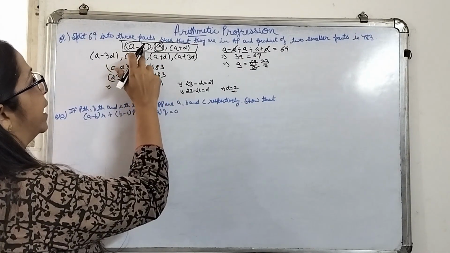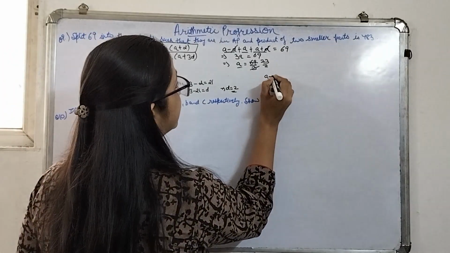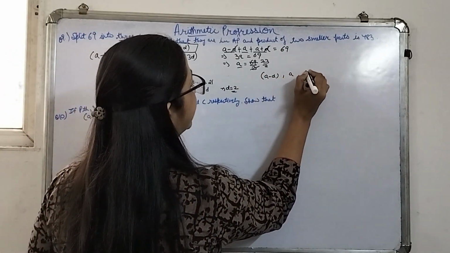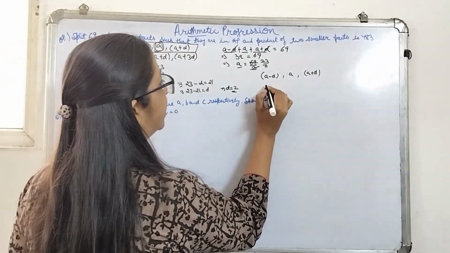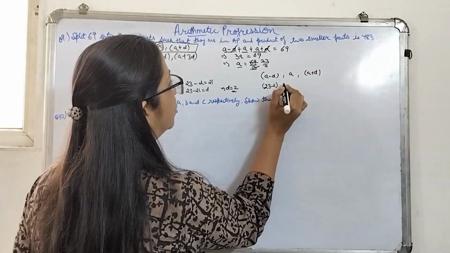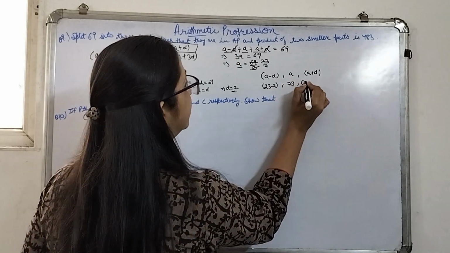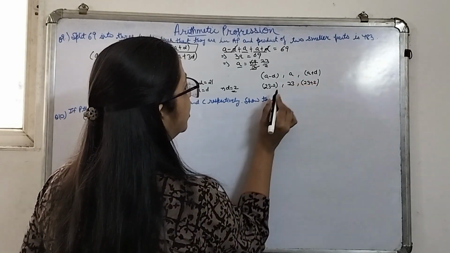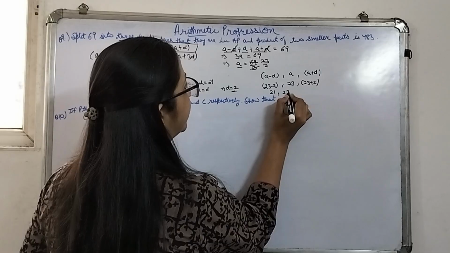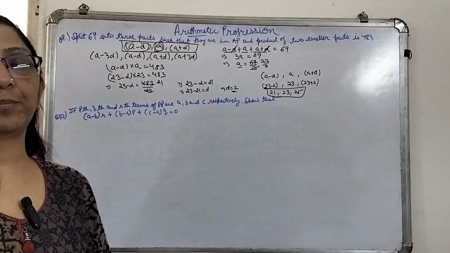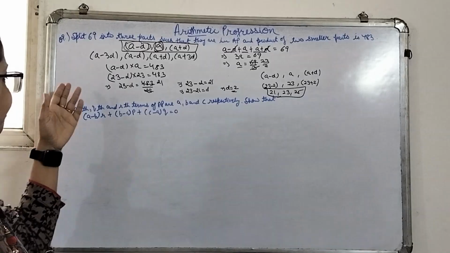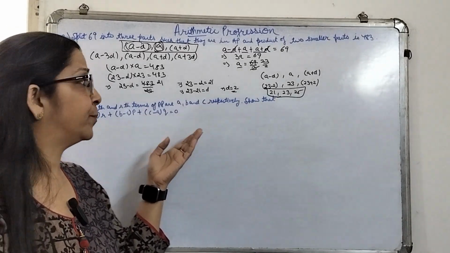First term will be A minus D. A minus D is the first term, second term is A and third term is A plus D. So what will the terms be? It is 23 minus 2, 23 and 23 plus 2. That is 21, 23 and 25 are the 3 terms of the AP. Let's see the last question.